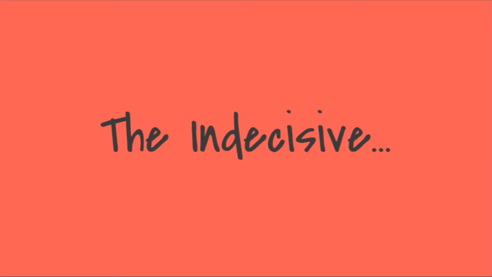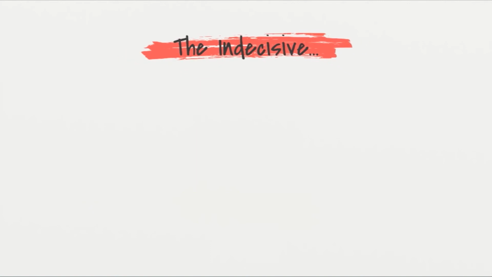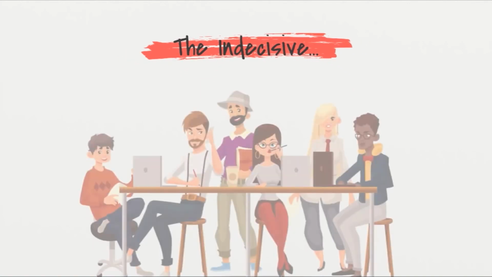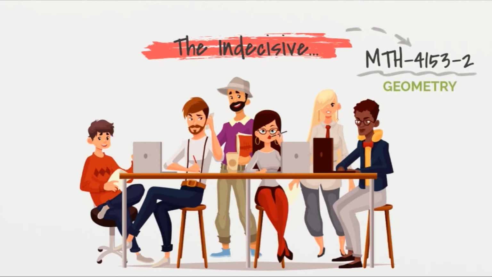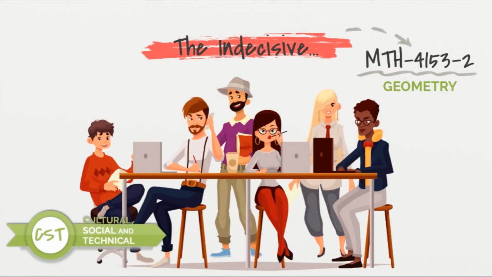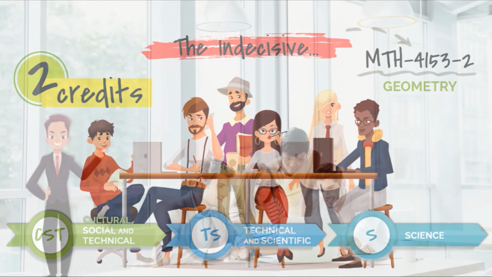And the indecisive students? We will of course run into students who are not ready to choose a specific career goal. It is recommended that these students start with Math 4153, which is a geometry course under the Cultural, Social, and Technical option. This course is a bridge course that, if necessary, allows students to move to any of the other 2 options without losing the 2 credits offered by this course.